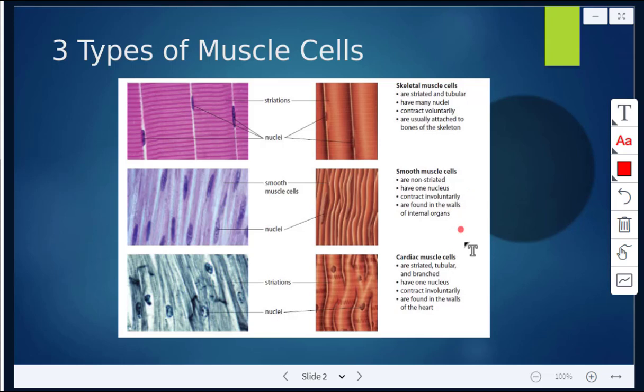And next is the cardiac muscle cells. These are striated, tubular, and also branched. They have one nucleus, they contract involuntarily, and they are only found in the walls of the heart. Because it's named cardiac, and cardiac refers to the heart, these are only found in the heart.